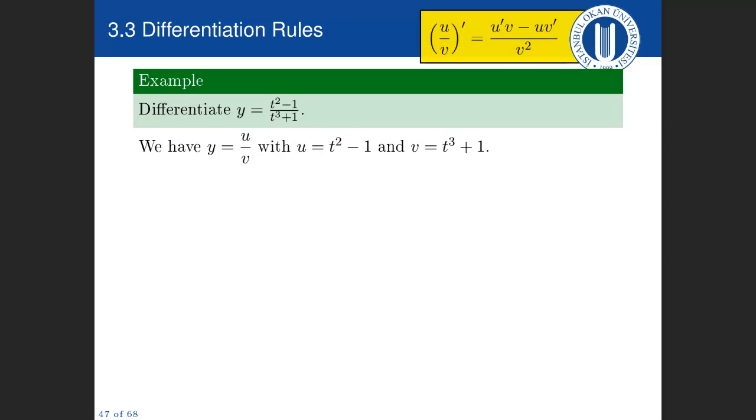I want to use the quotient rule to differentiate y is equal to t squared minus 1 divided by t cubed plus 1. Here we have function divided by function, u divided by v, where u is t squared minus 1, and v is t cubed plus 1. And as long as we're not at t equal to minus 1, v is not equal to 0.